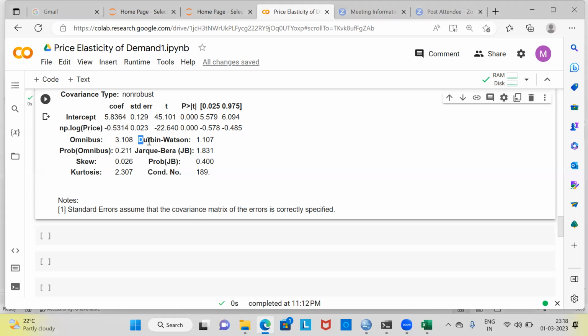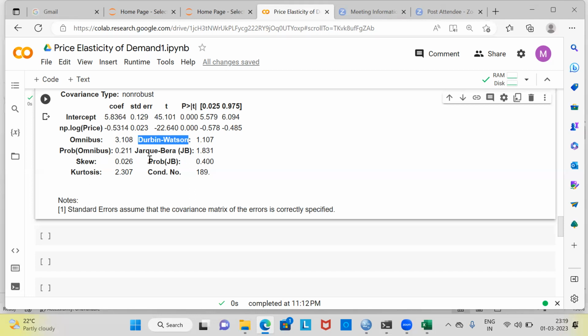Very interestingly, we also have the Durbin-Watson statistic. The Durbin-Watson statistic is used to check for autocorrelation. Here, the Durbin-Watson statistic is 1.107. Remember, if the Durbin-Watson statistic is exactly 2, it means that your data is free from autocorrelation. Here, I'm not getting a value of exactly 2, it is less than 2, which means that our data suffers from the problem of autocorrelation.